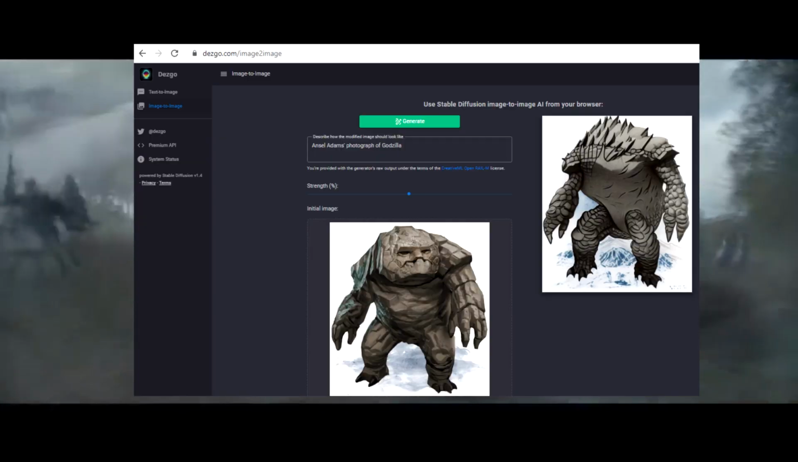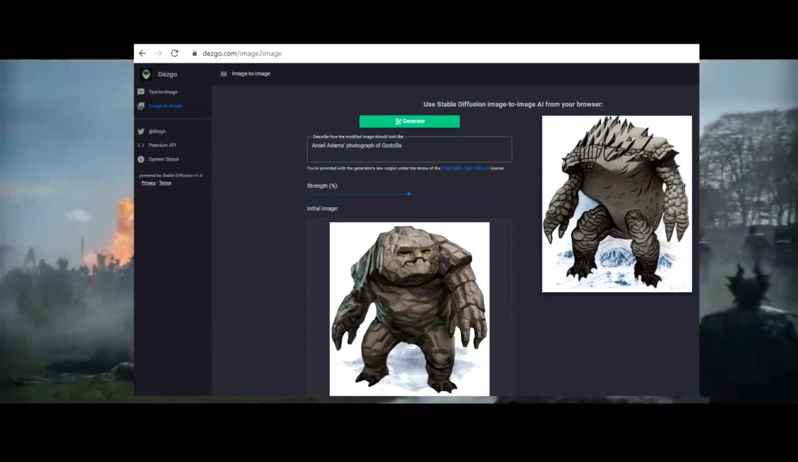Until today, we used artificial intelligence to redesign Dungeons and Dragons monsters through the lens of Ansel Adams. Stick around and see how it turned out.